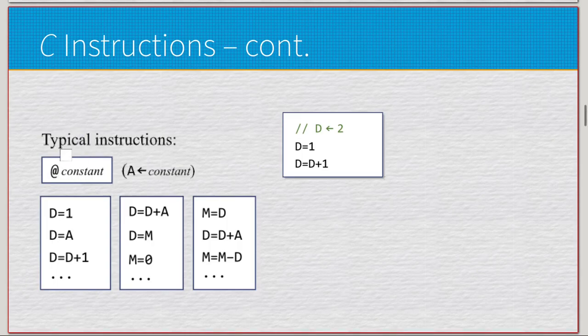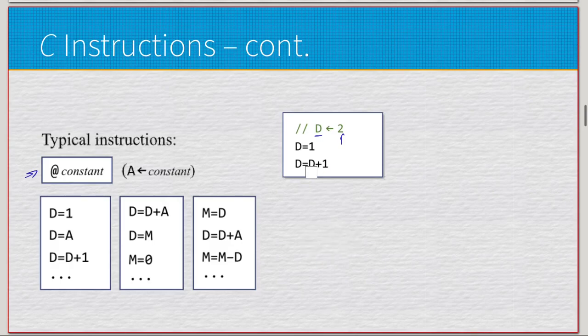So we have on the left side some typical instructions. We have some A instruction here, A assignment, at constant. We have some C instructions down here, D equals 1, D equals A, D equals D plus 1, D equals D plus A, so on and so forth. Now, if you look here, we have a comment. We are loading the value 2 into register D. There's multiple ways you can do this, but the example given here is pretty direct. We don't have to utilize multiple registers. It's a little bit roundabout. But essentially we're doing D equals 1, set D to 1, and then we do D equals D plus 1, D being 1, which is essentially 1 plus 1, so that sets D equal to 2.